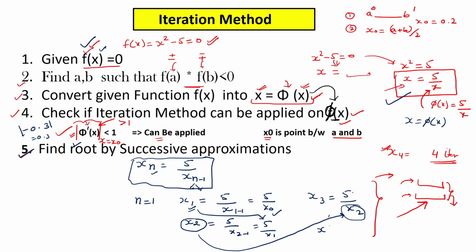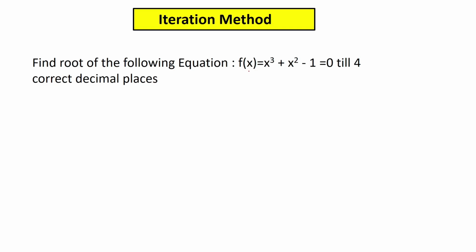So I think you have got an overview of how this method works. Now let's see a working example on which we will apply all these steps and see how we can find the roots of that particular equation. So here is our equation and we have to find the roots of this given equation, and the condition says that we have to find the roots till 4 correct decimal places. So let's solve this using the iteration method.